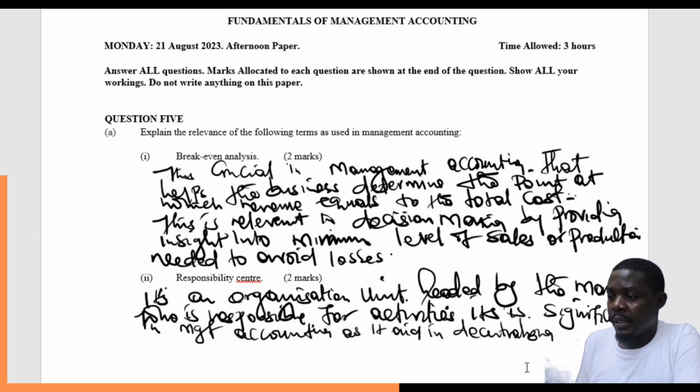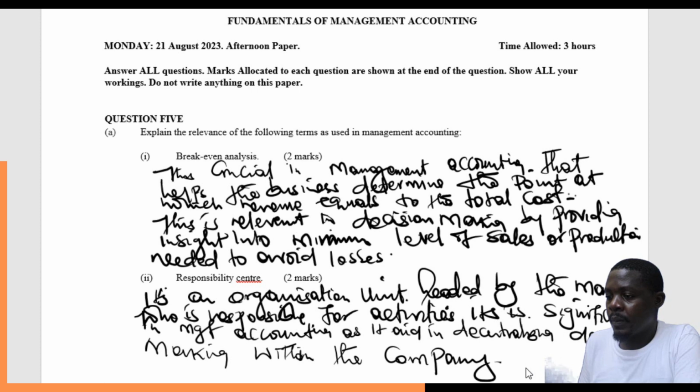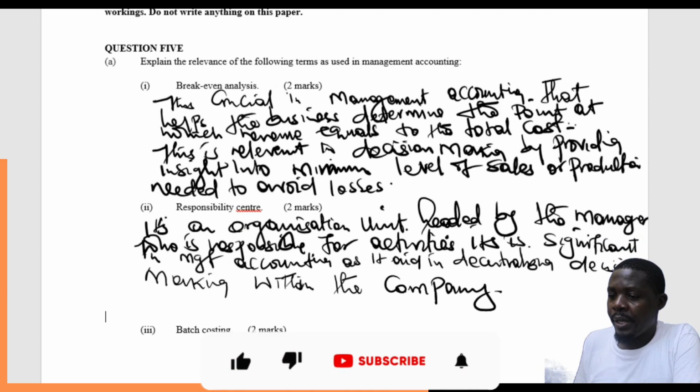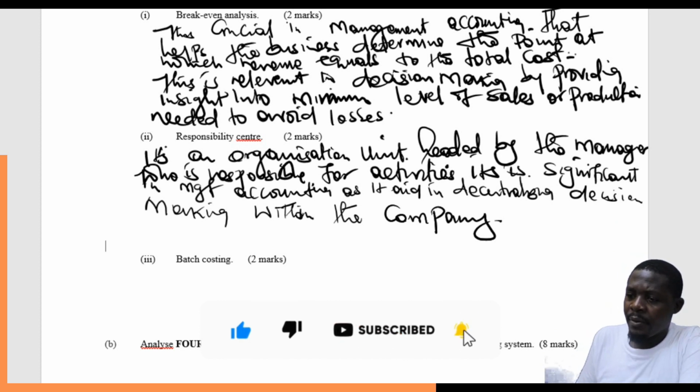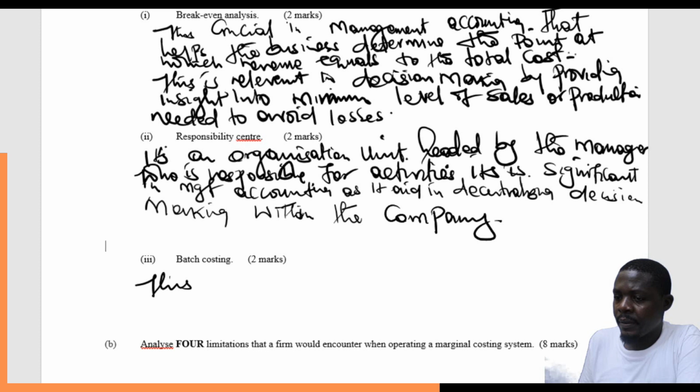Then lastly, Roman 3, batch costing. I will say that it's relevant in management accounting.